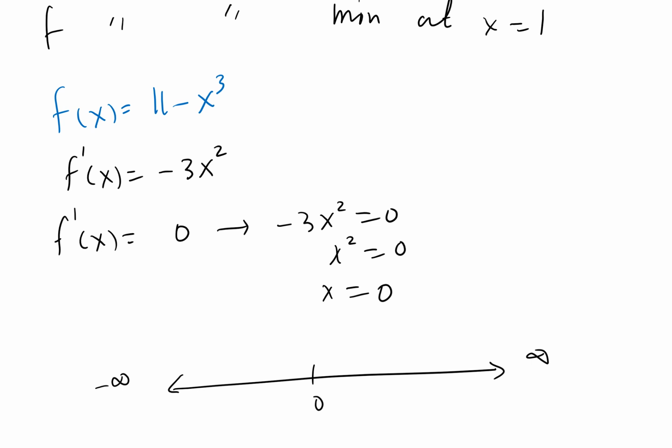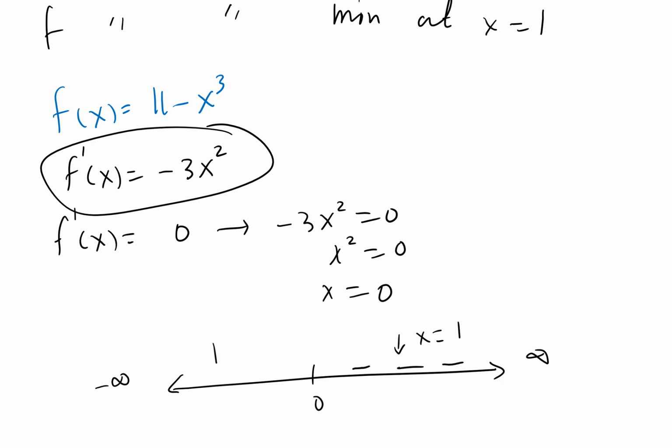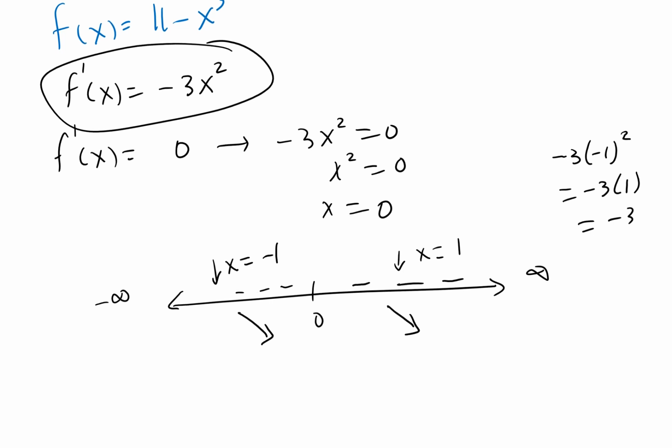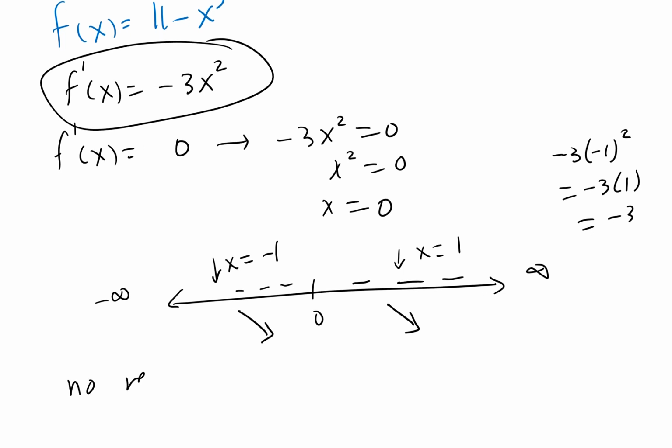0. If I pick a point here, say x equals 1, and substitute into the derivative, that would be a negative value. If you substitute negative 1, that will give us negative 3 times negative 1 squared, negative 3 times 1, negative 3, also negative. So it's always going down. In this case, the function has no relative min or max.